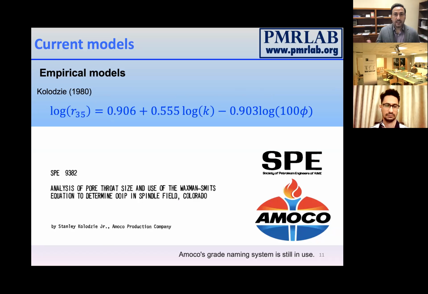As I said, Stanley Kolodzie, his colleague, published his results and also another relationship, again an empirical equation, to relate permeability and porosity to R35. And these are all results coming from Amoco, which doesn't exist anymore.